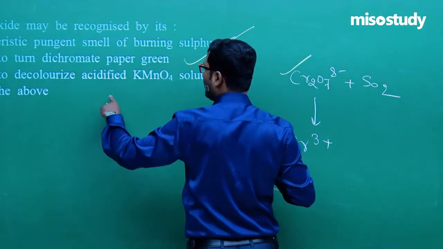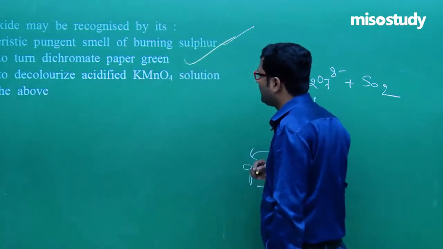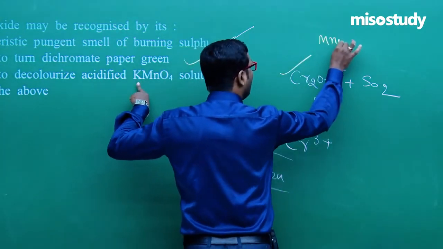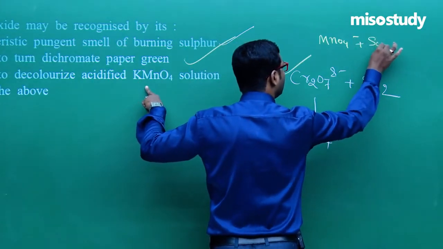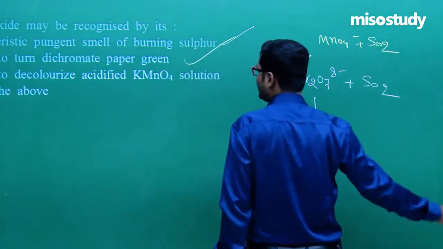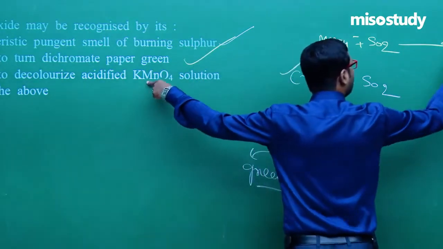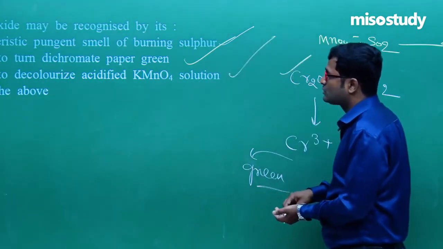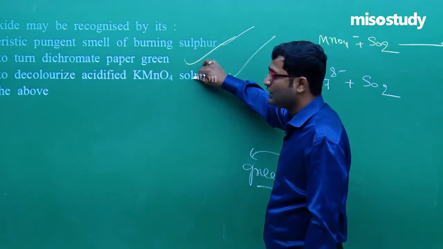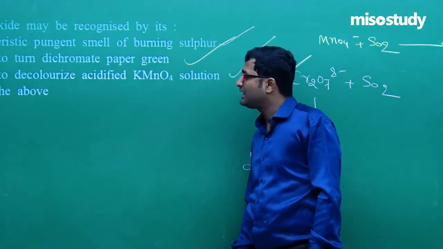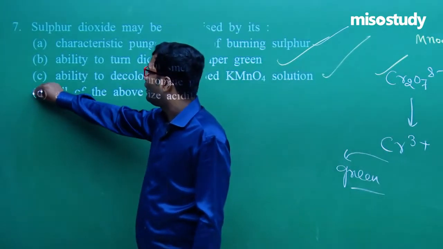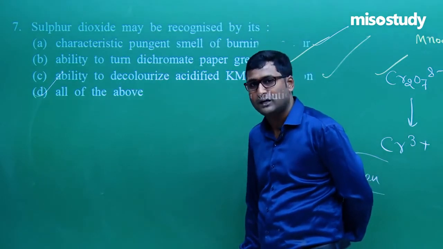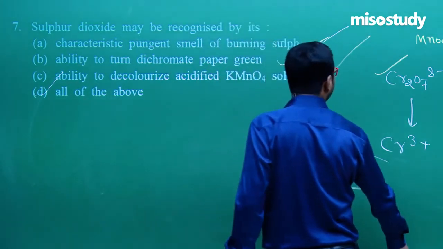Now, ability to decolorize acidified KMnO4. This one is purple in color. MnO4- plus SO2, that is completely based on titration. Now we have to check the color. It gives Mn2+, which is a colorless solution. Definitely this one is also correct. So for this question A, B, C, all options are correct, so we can say all of the above. For question number 7, D is the correct option. Clear to you, friend? Now let's move to the next question.